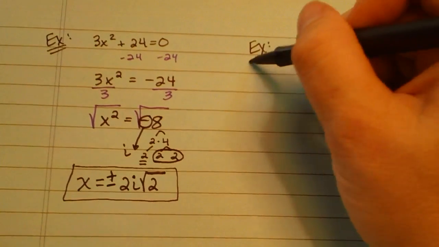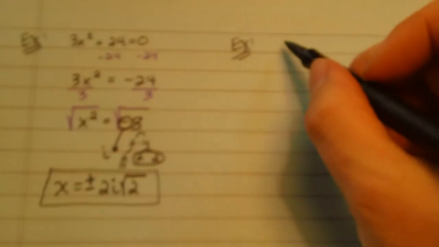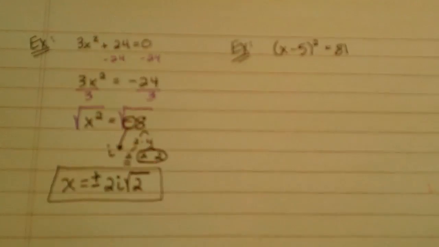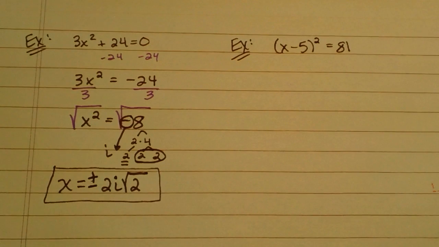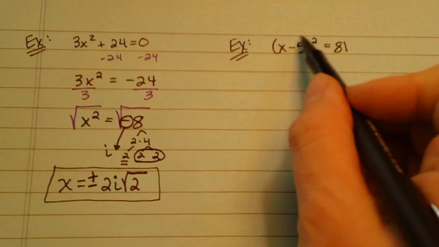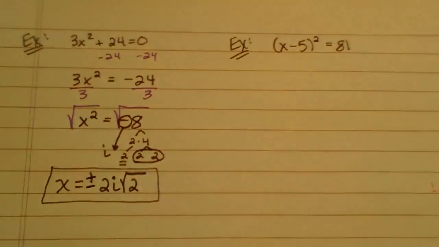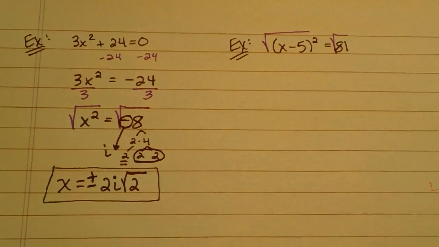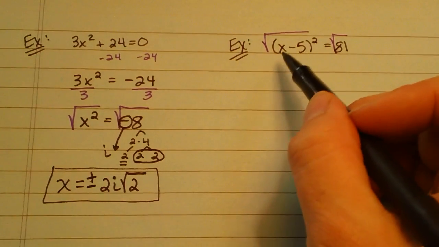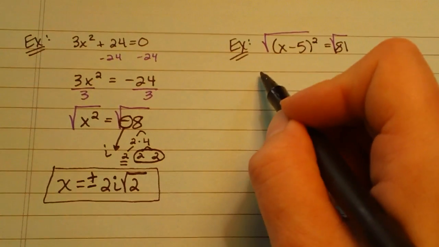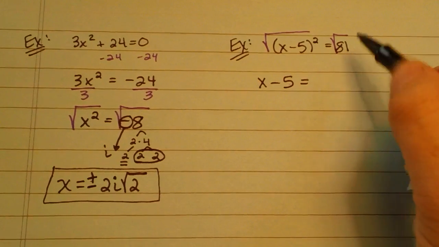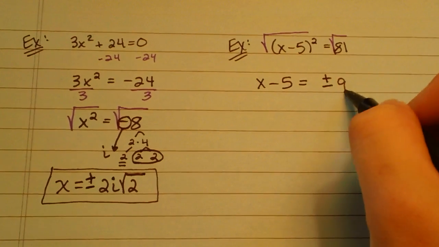Here's one that's a little bit more involved yet. So (x minus 5) squared equals 81. This time your squared thing is not just an x squared, it is (x minus 5) squared. So this whole side has my squared thing, and it's already isolated. So I can go ahead and take the square root of both sides. And on the left side, I've got the square root of (x minus 5) squared, which gives me x minus 5 equals, on the right side, the square root of 81 is going to give me plus or minus 9.